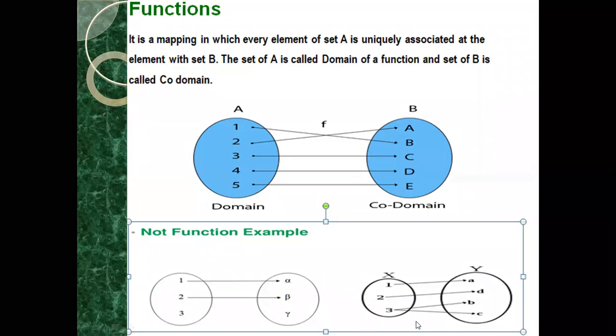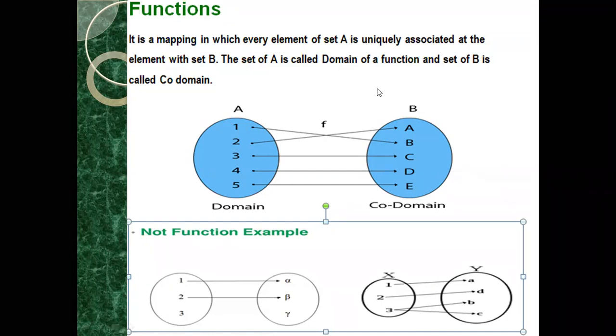Consider the second example. Here the domain has elements 1, 2, 3 and the codomain A, D, B, C. So 1 is associated with A, 2 is associated with D, but 3 is associated with B comma C. So 3 has more than one image. That's why this is not an example of a function.